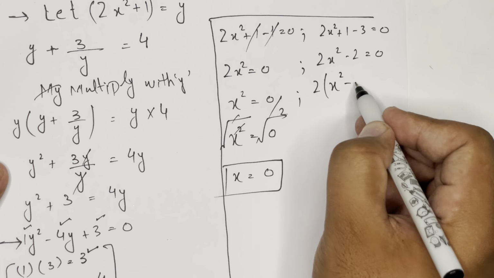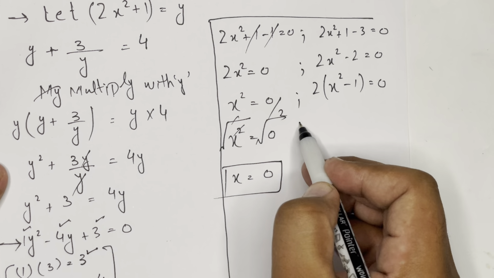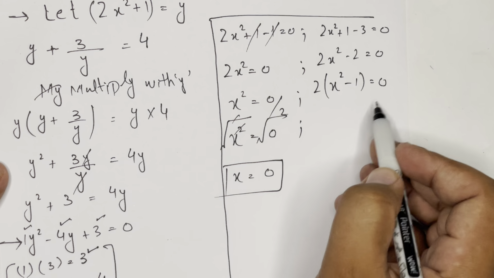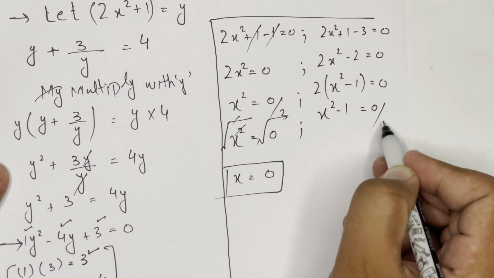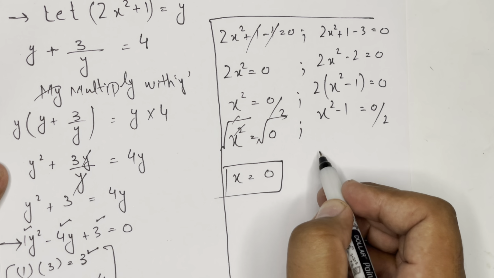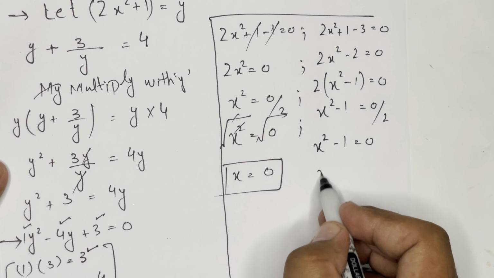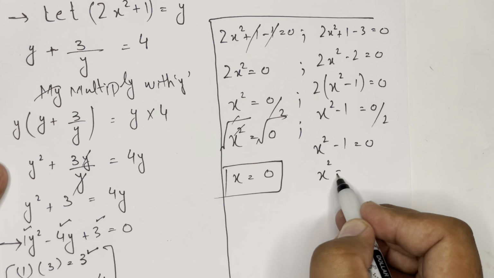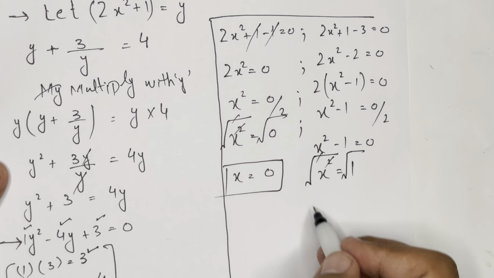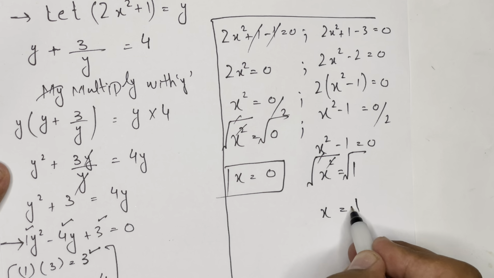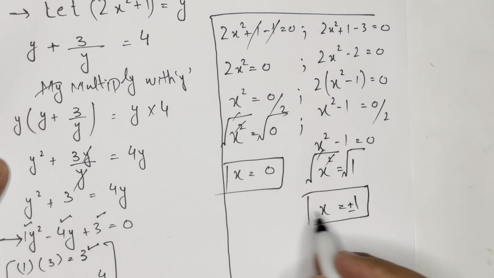On the other side I am going to take common 2, and the remaining terms will be x² - 1 equal to 0, and I know that 2 is multiplying here. I can move it to the other side where it will divide: x² - 1 equal to 0 over 2, and I know that 0 over 2 equals 0. So the equation becomes x² - 1 equal to 0, and when I shift this term to the other side, x² equal to 1, and I am taking the square root, x equal to ±1. So these are the values of x: 0 and ±1.